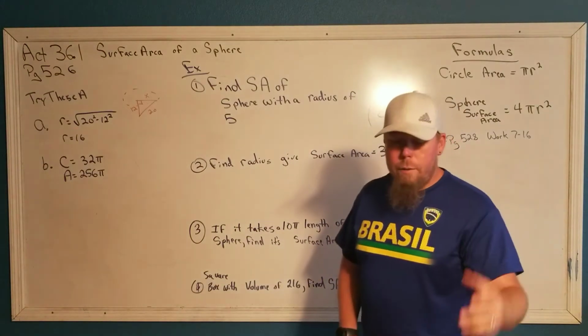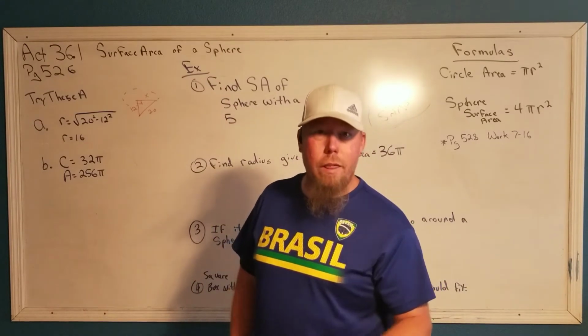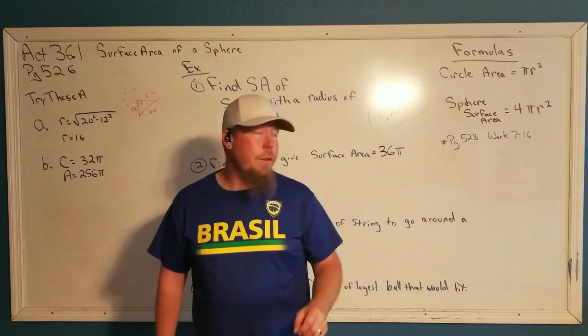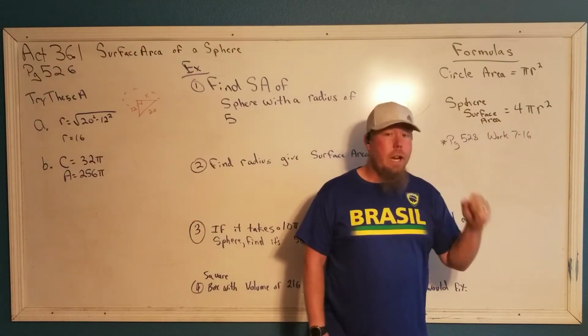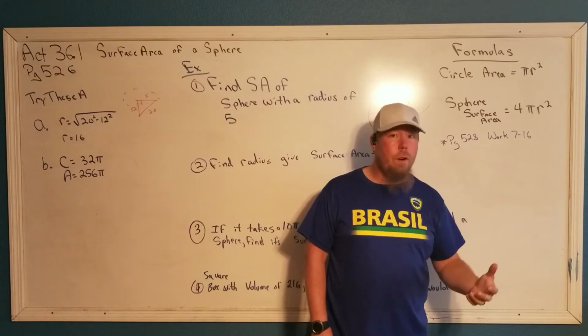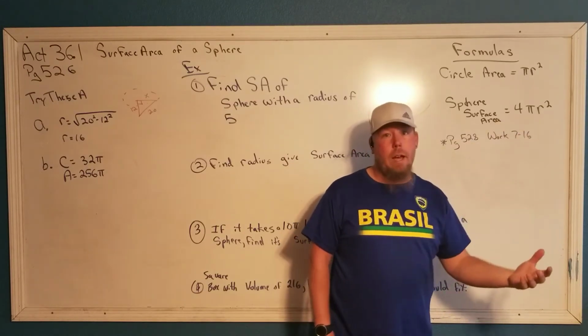Okay, so here's what we're going to do. We're going to look starting at page 526, and we're going to work with the formula for the surface area of the sphere. The formula is 4 pi r squared, okay? So basically it's the area formula for a circle, and you just put a 4 in front of it. It's a very simple formula, 4 pi r squared, and so we're going to practice with that.